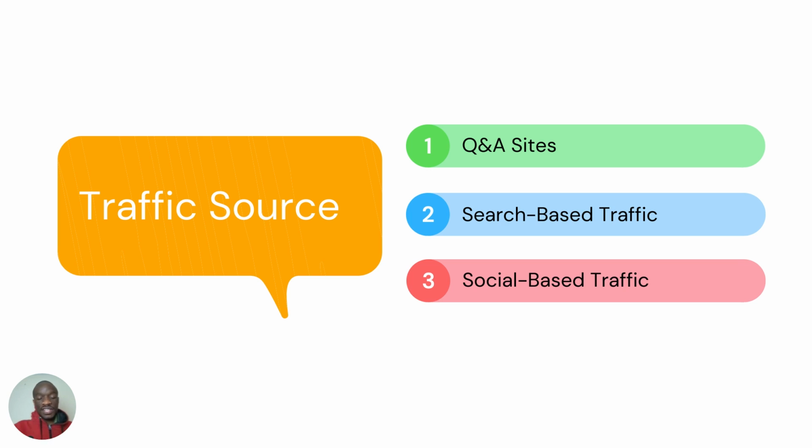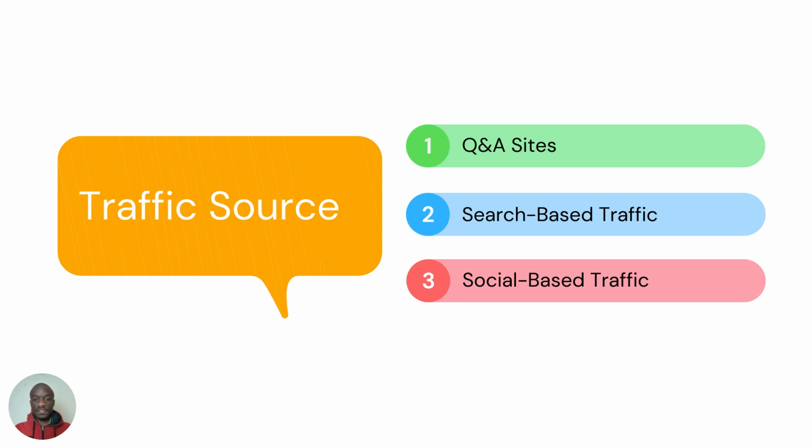So when it comes to traffic sources, there are three ways that I like to categorize them. The first one is Q&A sites. And these will be like sites like Quora, Reddit, Yahoo Answers, and other sites that have places that you'll find your prospects asking questions and answering questions.